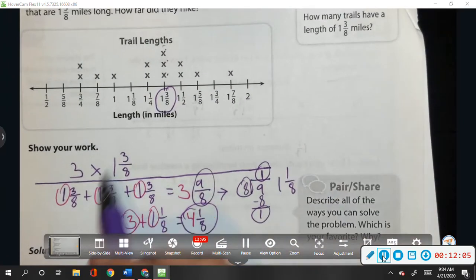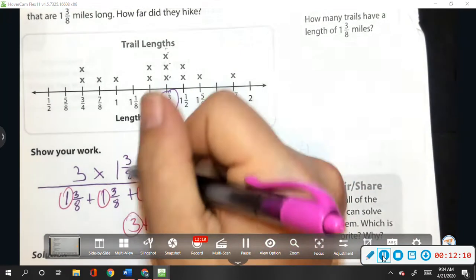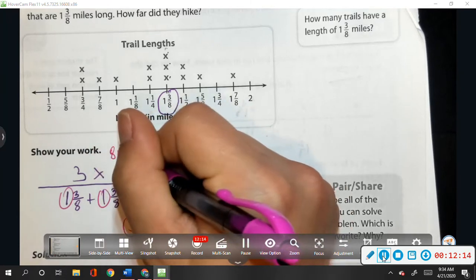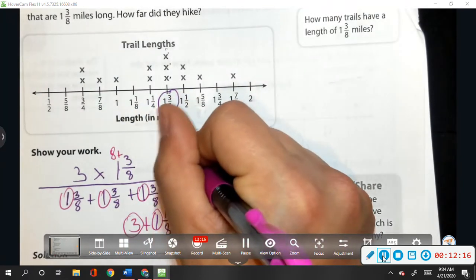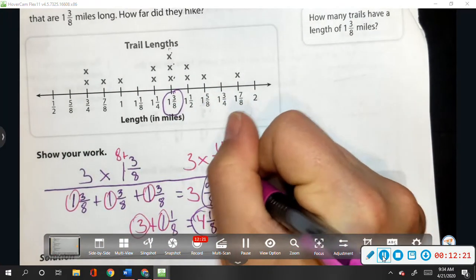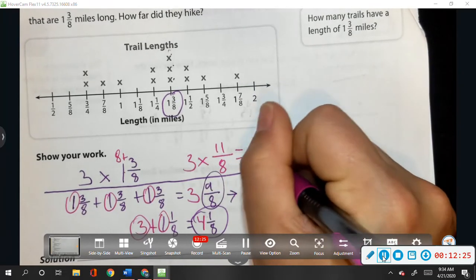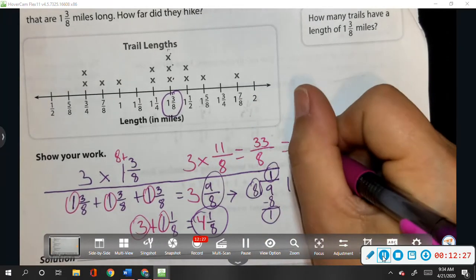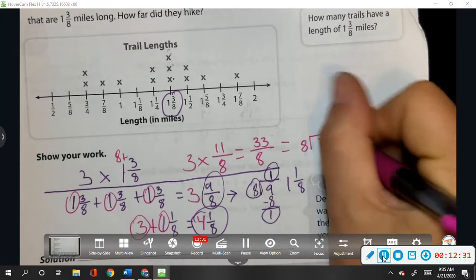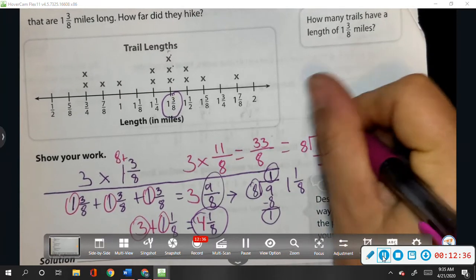If you were going to do this multiplication, you want to change this mixed number into an improper fraction. 8 times 1 is 8. We add 3, 8, 9, 10, 11. 3 times 11/8 equals 33/8, and then we just change this into a mixed number by dividing. 8 goes into 33 4 times, that's 32. We have 4 1/8.